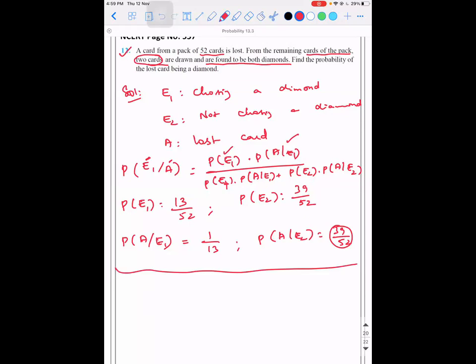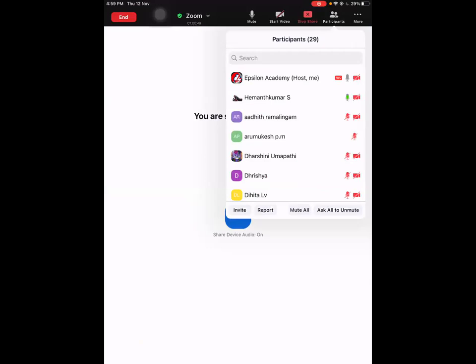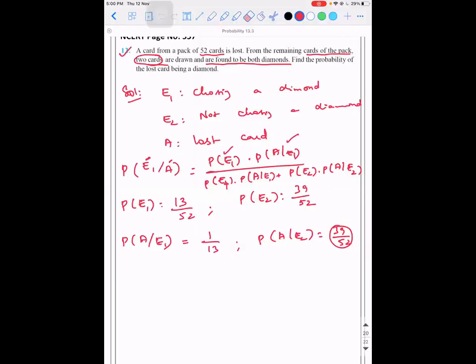For choosing a diamond card, we are choosing from remaining cards, so it will be 51 in the denominator. Well, in that question, A given E1, you're saying? Yes, sir, P of E1. No, see, for P of E1, I'm talking about choosing a diamond. I never spoke about lost. A given E1 is a condition. We are choosing from remaining cards from the pack, no, sir? Then it will be 51.